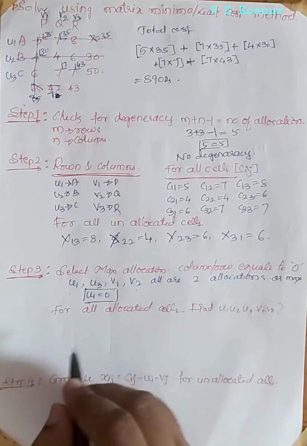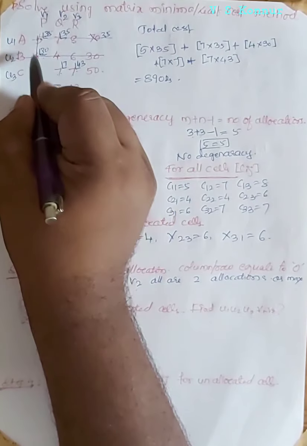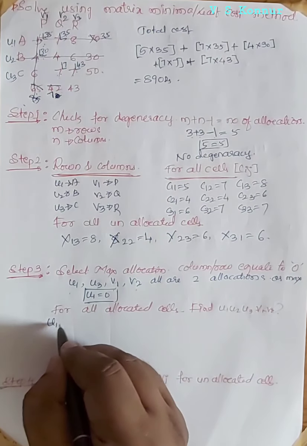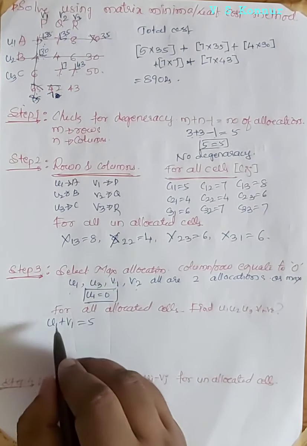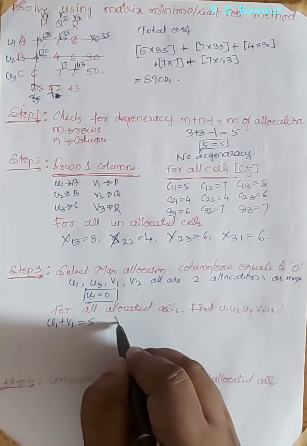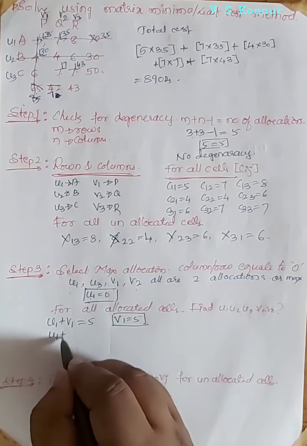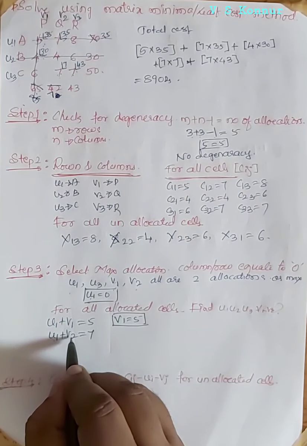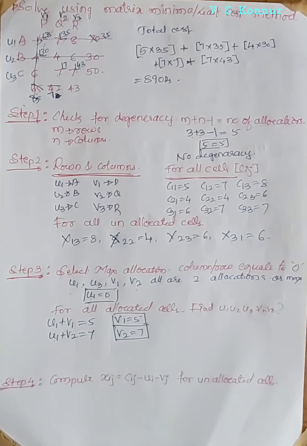For all allocated cells, I will check now. This is allocated, this is allocated, this is allocated. These 5 are allocated. U1 plus V1 is equal to 5. So U1 is 0, already we have taken, and V1 is equal to 5 we will get directly. Next, allocated U1 plus V2 is equal to 7. So U1 is equal to 0, V2 is equal to 7, we will get directly.